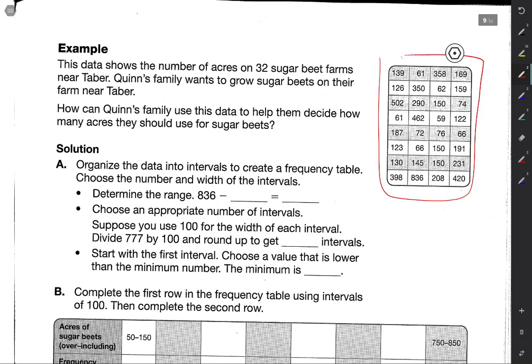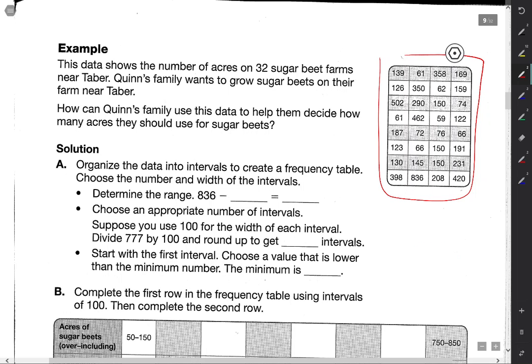So to start the solution, we need to start by organizing the data into intervals to create a frequency table. So let's choose the number and width of the intervals. That's the tricky part, because all of this information has to fit on our graph. And it wouldn't make sense to count up by 1, 2, 3, 4, because we're never going to get to the highest number on this table, which is 836. So we need to decide what our intervals are going to be.